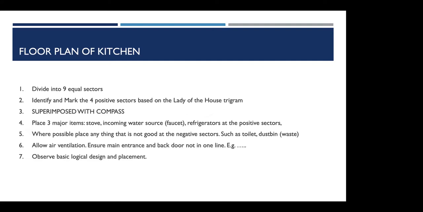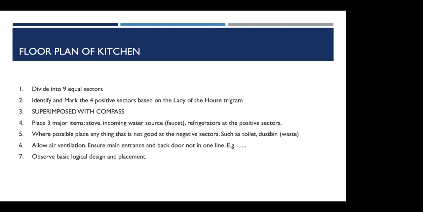Allow air ventilation. Ensure the main entrance and the back door are not in one line. That is of course to avoid the air going straight in and straight out, so that the two sides of the house will not be sucked. The energy will not be sucked out and ventilated away.